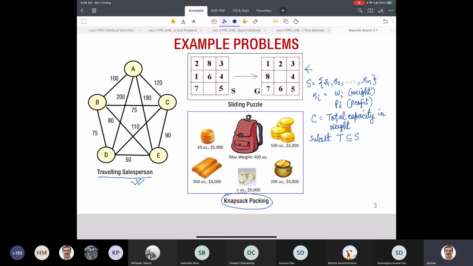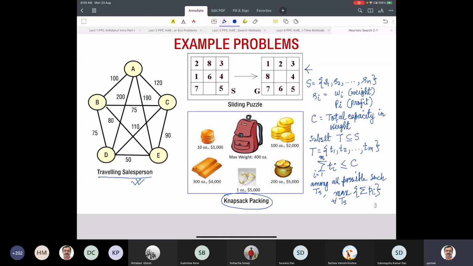Where T, a subset of S, is T1, T2 up to Tm, such that the total weight of T, the summation of Ti for i equal to 1 to m, is less than or equal to C, and among all possible such T's, we maximize the total profit, the summation of profit of Ti for all T. So we want to maximize the profit.